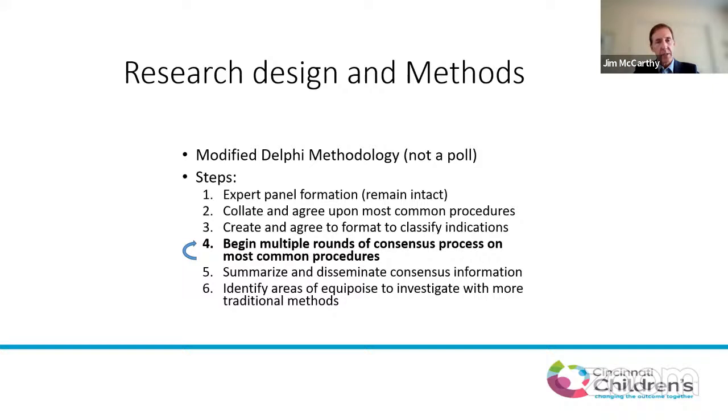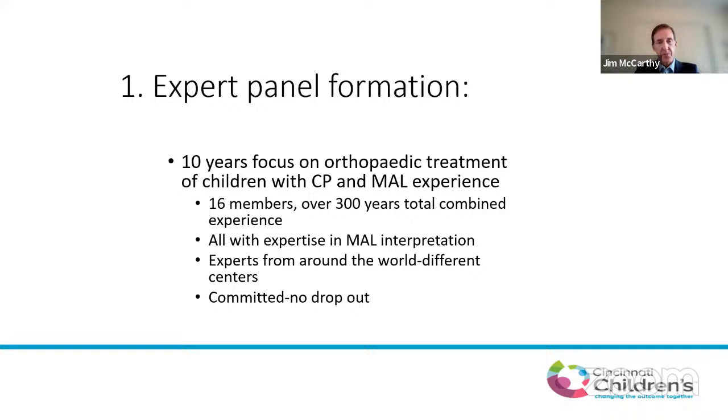And then once you have that, you want to summarize and disseminate the consensus information, which is actually much more difficult than I thought. And really, to identify areas of equipoise, areas where we don't agree or disagree, that we can study in more formal fashion, and maybe to encourage us to do research at a greater scale, such as developing a large reservoir or registry of information that we can then pull from to answer questions.